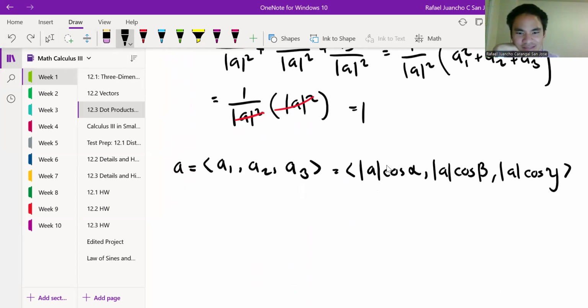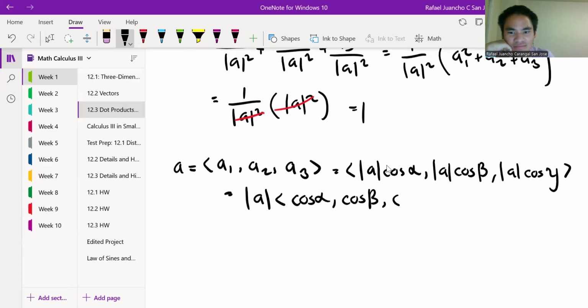Okay, now what? Oh, scaling, right? So we can factor out this alpha. Oh, I'm kidding. I mean this length. And now we get this thing. Scaling, right?